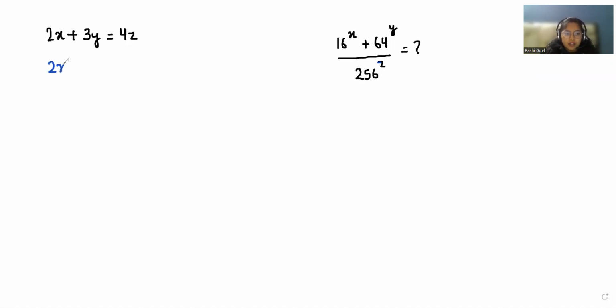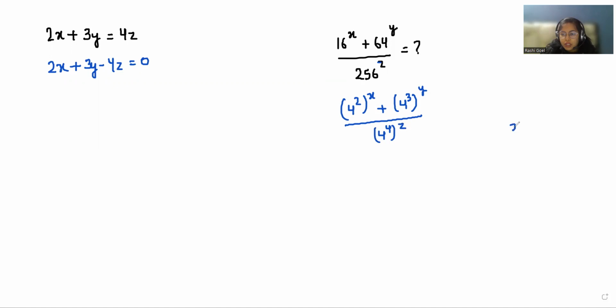So first of all, we can write this as 2x plus 3y minus 4z is equal to 0. Now coming to this, 16 power x, we can write 16 as 4 square power x, plus 64 as 4 cube power y, by 256 power z, we can write it as 4 power 4, power z. So according to the exponent rule, x power m power n, we can write it as x power mn. So we can write this as 4 power 2x plus 4 power 3y by 4 power 4z.